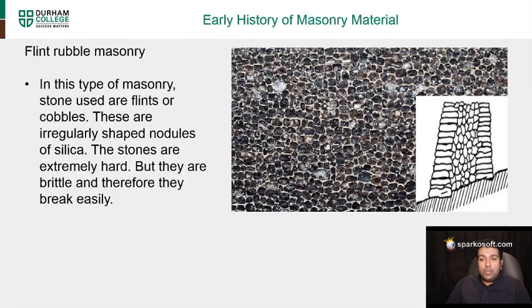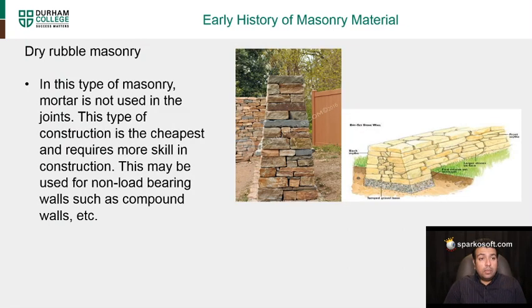Flint rubble masonry. In this type of masonry, the stones used are flints or cobbles. These are irregularly shaped nodules of silica. The stones are extremely hard, but they're brittle, therefore they break easily. This was usually used as veneer walls and not as structural walls, as it didn't work too well.